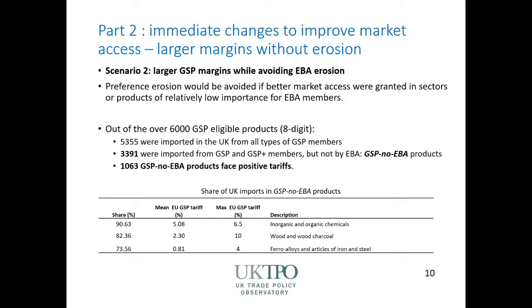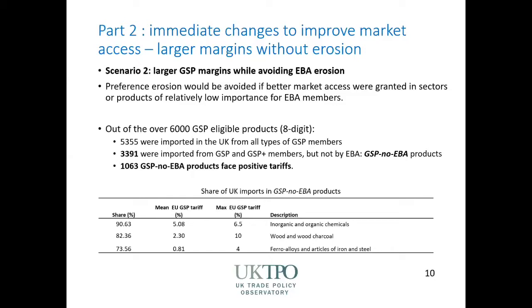And this could be done if the margins were increased in products or sectors where EBA members trade relatively very little. So staring a little bit at the data, we maybe surprisingly found that there are a lot of products where EBA countries don't trade with the UK. Out of the 5,300 and something different products that the UK imported from all types of GSP members, over 3,000 products were imported from GSP and GSP Plus countries, but not by EBA members.